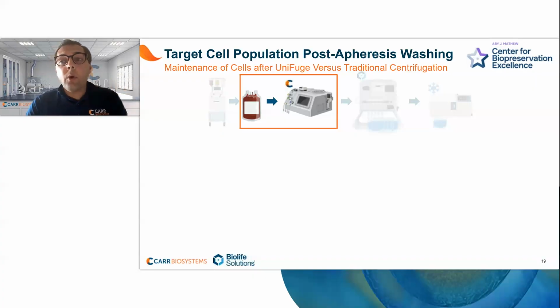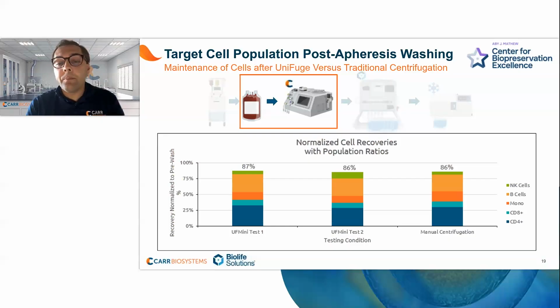Now, we know we can recover cells with high recoveries. We know we can maintain viability from start to finish, but what does that necessarily mean if we're not recovering the right cells? So we wanted to do a comparison study to see if we were recovering the targeted cells throughout the unifuge evaluation. So 2 tests were performed with the UF Mini, and 1 test was performed with the control, in this case manual centrifugation, to see the quality of the cells being recovered.